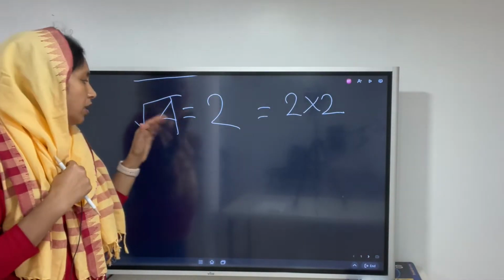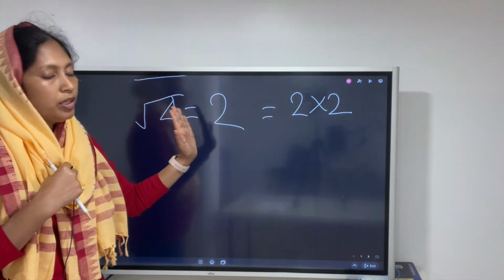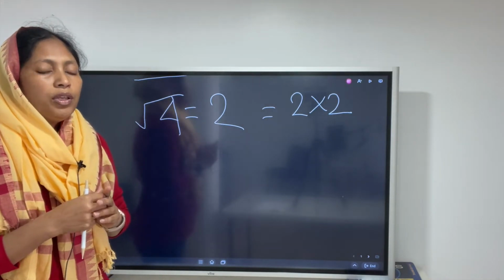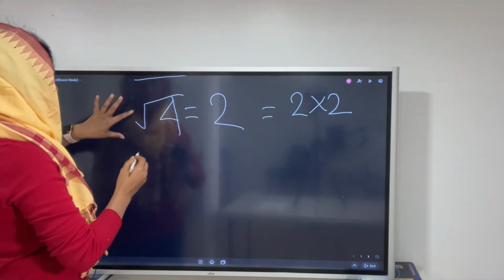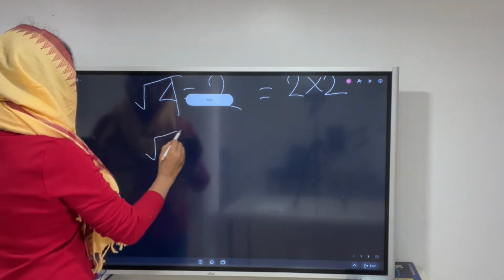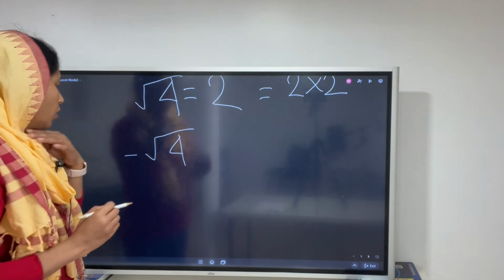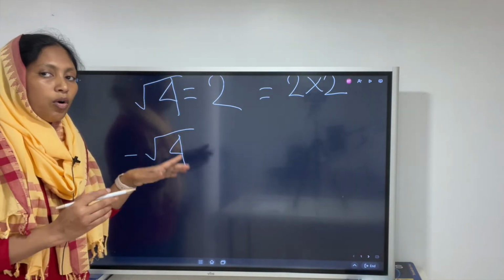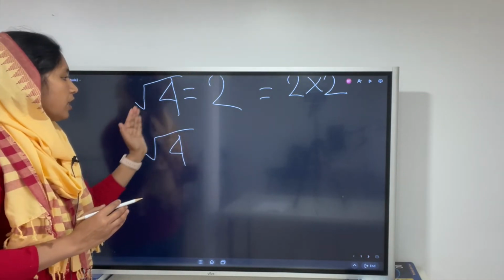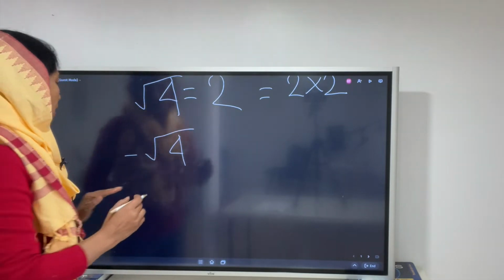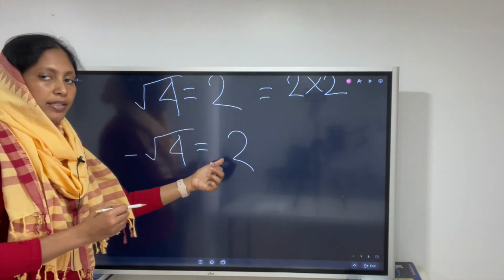Here we see that there is no sign. That's why you can directly write the answer, which is 2. You don't need to put any sign in front of the 2. But when you see a negative sign inside or outside, how are you going to solve that? For example, this is the square root of 4, and you see a negative sign outside of the square root. Where does this negative sign go? All you need to do is transfer this negative sign to this side, nothing else. Since we know the square root of 4 is 2, our result is 2.